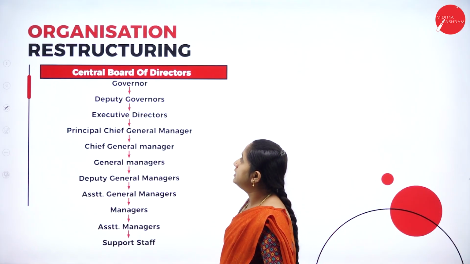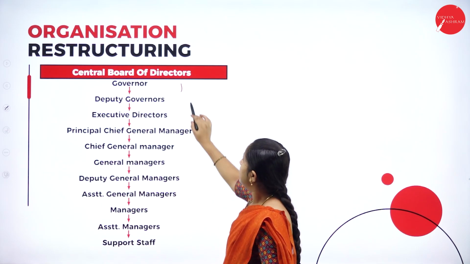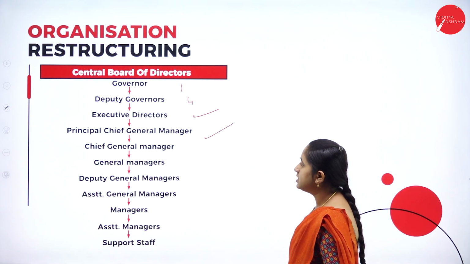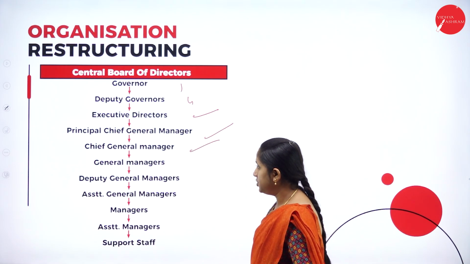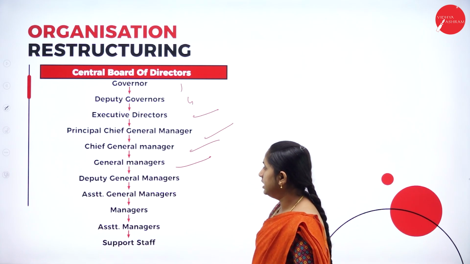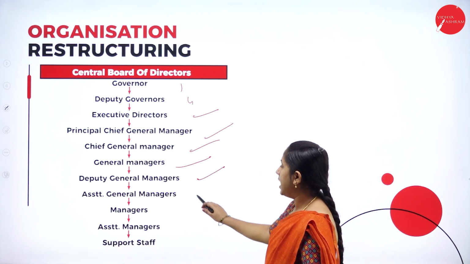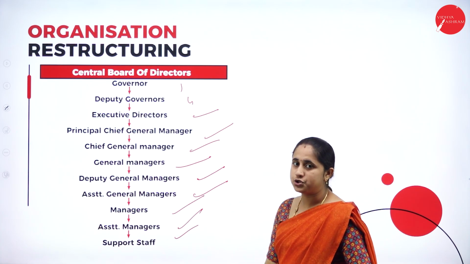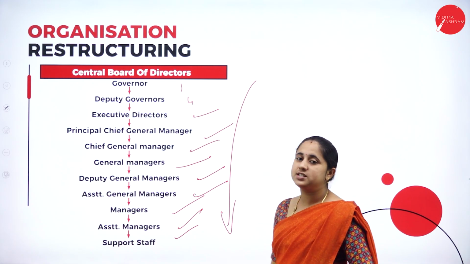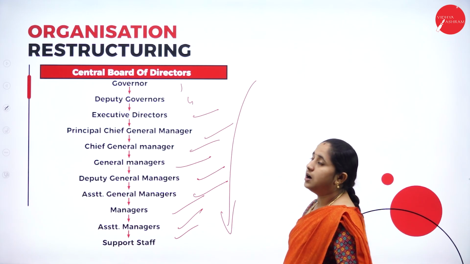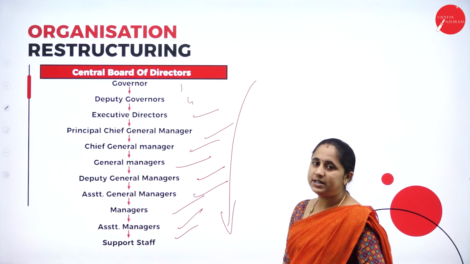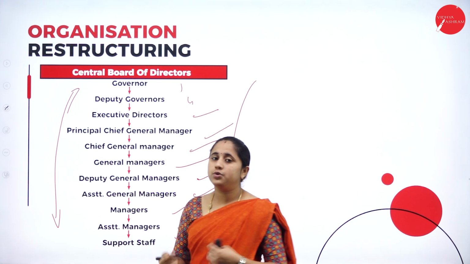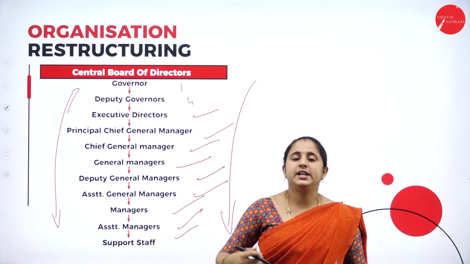The central board of directors: first is a governor, then deputy governor, executive director, principal chief general manager, general manager, deputy general manager, assistant general manager, manager, assistant manager and support staff. This is the organizational structure of RBI. We have this structure in order to govern the Indian economy.